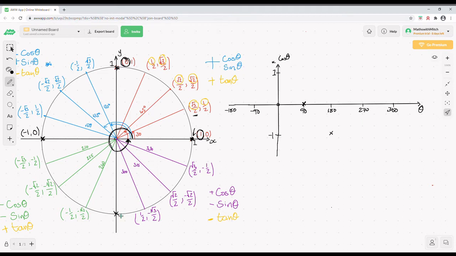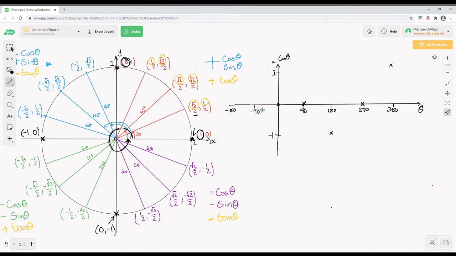At 270, we're at this point here, which again we haven't labelled up, but we are at 0 in the x direction and minus 1 in the y. So we are back at 0 in terms of the x-coordinate. And at 360, we're back at the original start point. 360 is a full circle, so we can say we're back at 1.